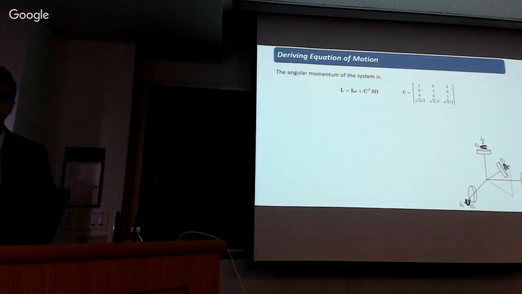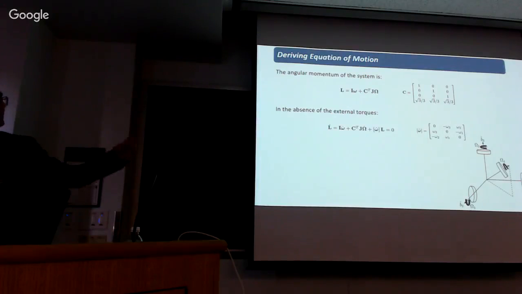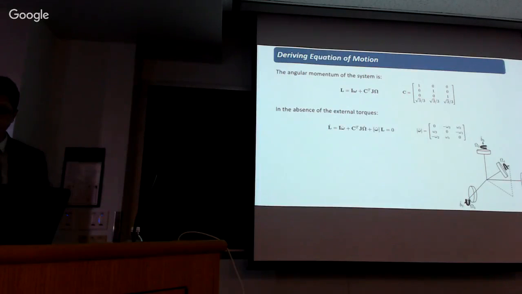C is a matrix that indicates the direction of the reaction wheels with respect to the body frame of the spacecraft, and J is the inertia matrix of the reaction wheels, and cap omega is the angular velocity of the reaction wheels. You know that in the absence of external torques, the angular momentum will be conserved, and the time derivative of that will be 0. And here in this equation, the omega hat can be represented as here. You can see in the matrix.